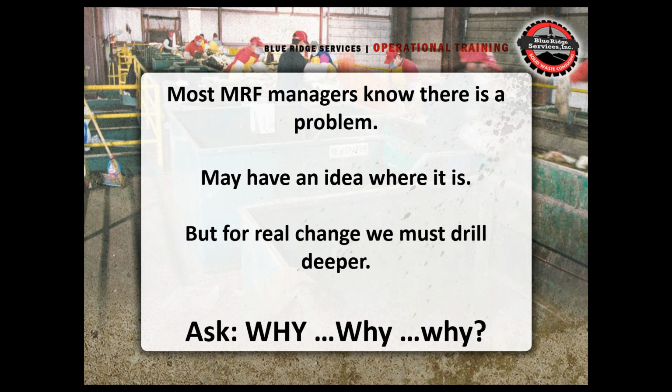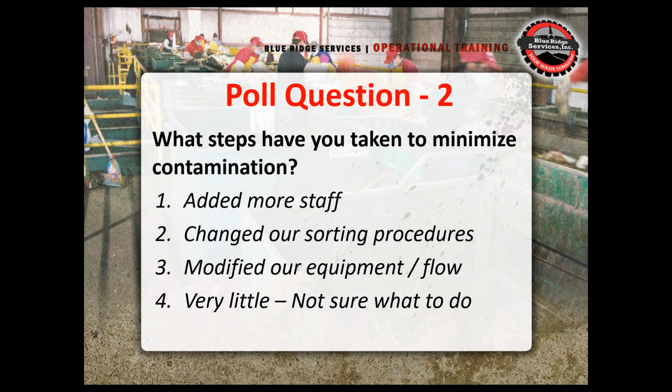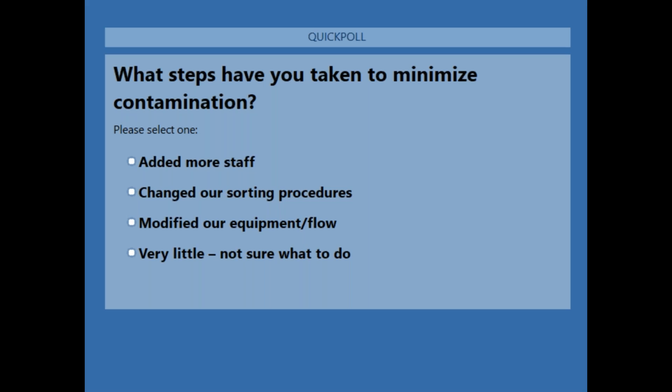Most MRF managers know that they have a contamination problem. Our survey just showed that. They may have an idea of where it is coming from, but for a real change, we have to drill deeper into the process to find out why and where it is happening. This takes us to poll question number 2. What steps have you taken? So we just saw that more than 80% of our group here today is having a serious problem with contamination. What steps have we taken to minimize contamination? Number 1, added more staff. Number 2, changed our sorting procedures. Number 3, modified our equipment or the material flow.